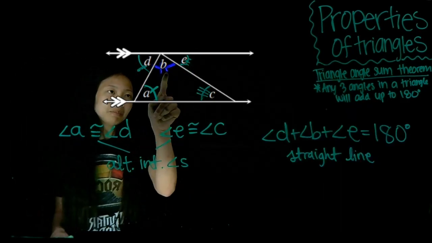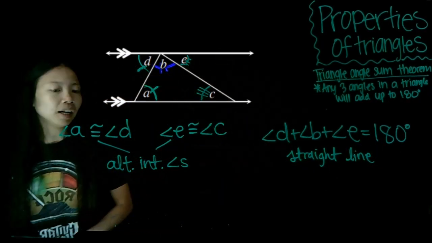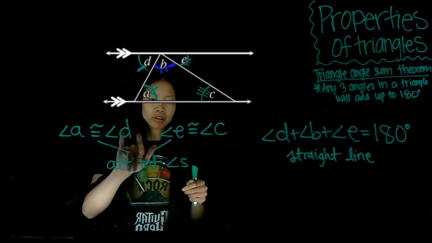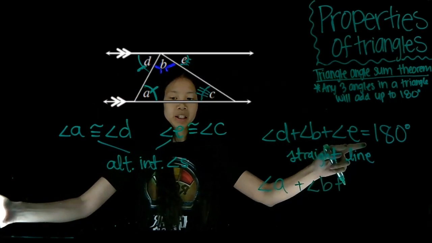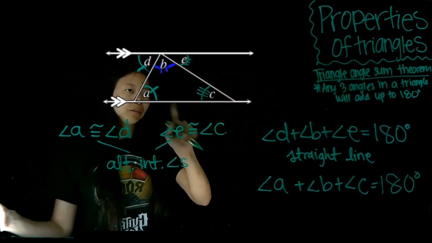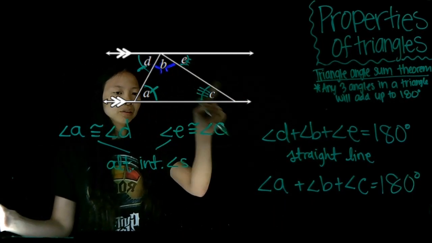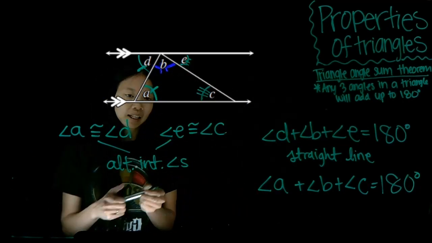All right, so we know D, B, and E add up to 180 degrees because they form a straight line all together. Since A is congruent with D, we can swap out D with A, and B is still itself. We can swap out E with C, since we know they are congruent. And so we've just proven that angles A, B, and C, or any angles of a triangle, add up to 180 degrees. Let's show you this cool animation as well that can verify that for us.